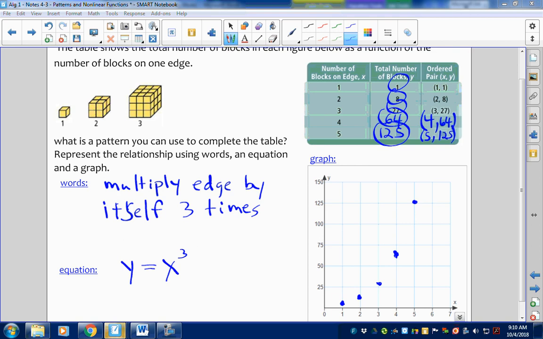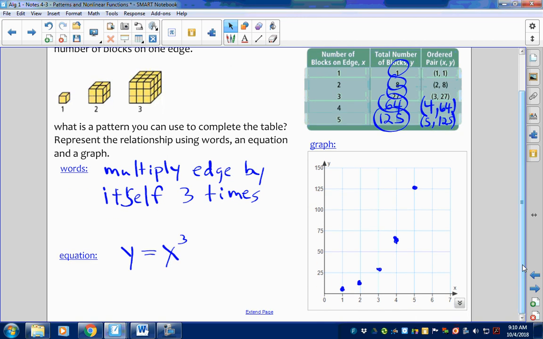Take for an example here. If I square 1, I'm still at 1, right? If I cube 1, I'm still at 1. But then I move to 2. I square 2, I'm at 4. If I cube 2, I'm already at 2 times 2 times 2, which is 8. Students will say 6, but it's 2 times 2 times 2, which is 8. So it grows faster when it's x cubed than x squared. Okay.